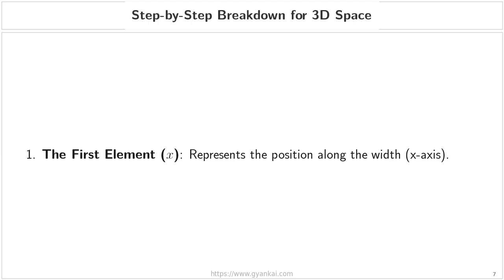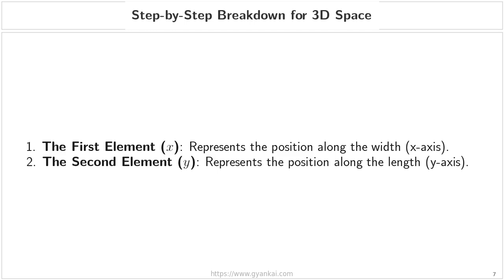Step-by-step breakdown for 3D space. First, we look at the first element, which we call x in a 3-dimensional context. This represents our position along the width, or what we call the x-axis. Next, we have the second element, y. Just like in the 2-dimensional plane we discussed earlier, this represents our position along the length, or the y-axis.